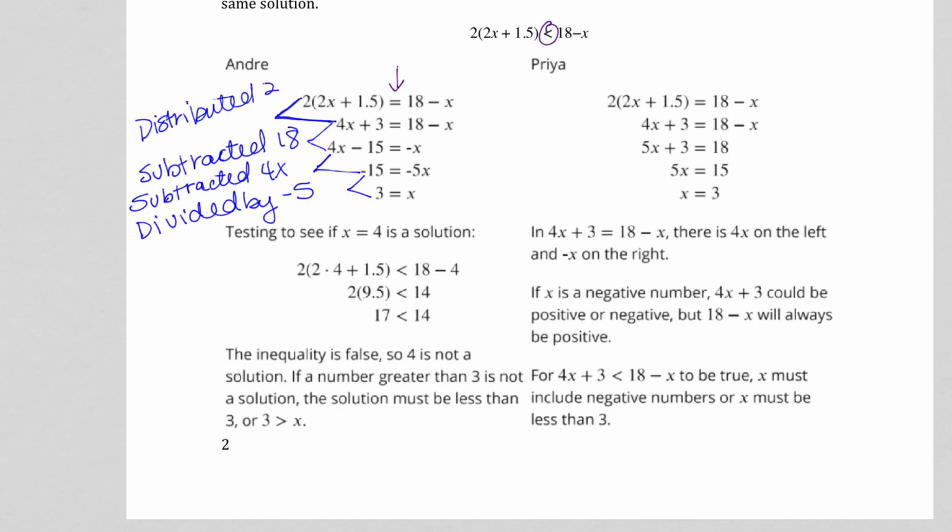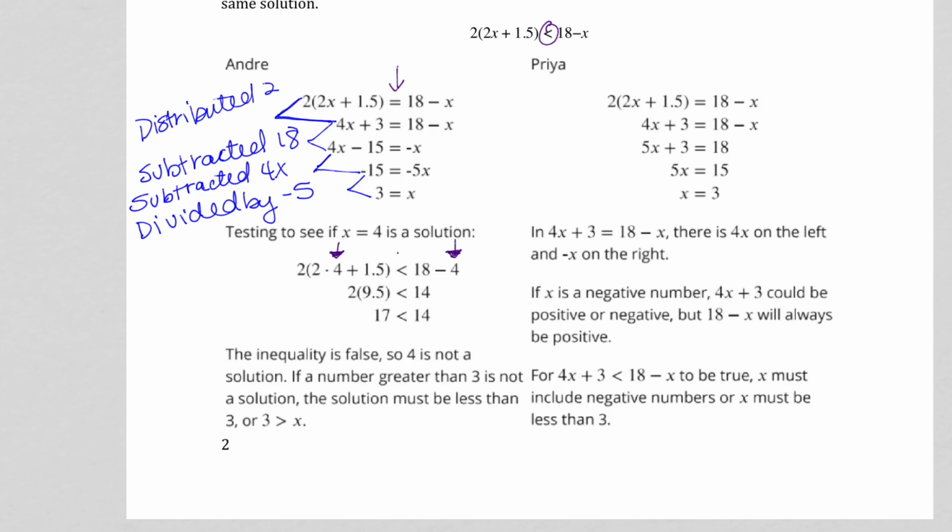Then to test if x equals 4, he plugged it into the original inequality. So down here, he's just plugging in 4. So plugged in the 4 here, times it by the 2, and plugged in the 4 here. And then he solved. And he got 17 is less than 14.